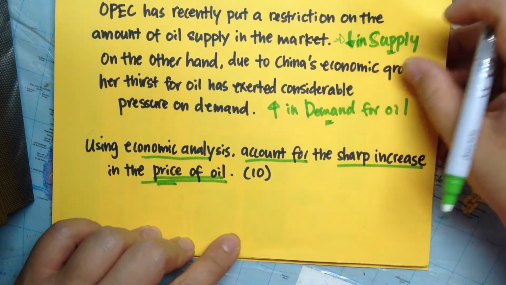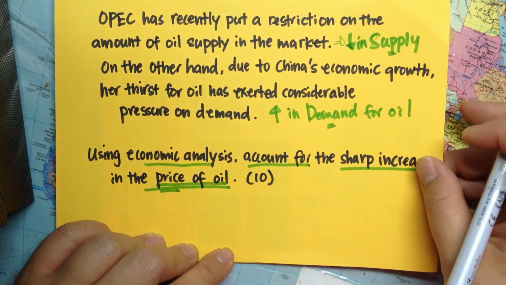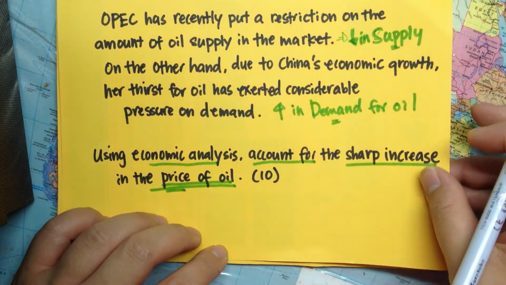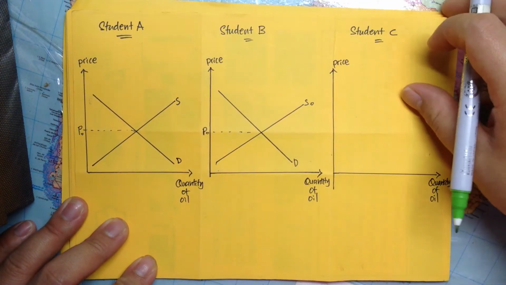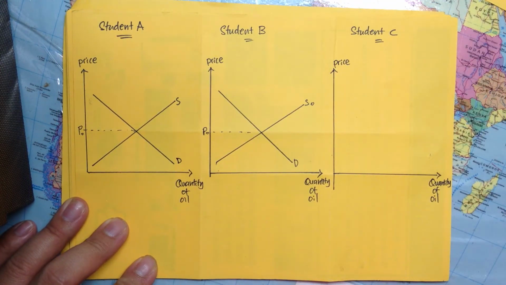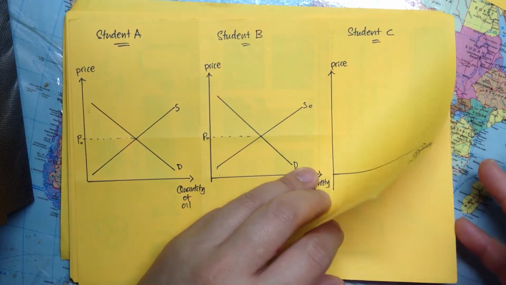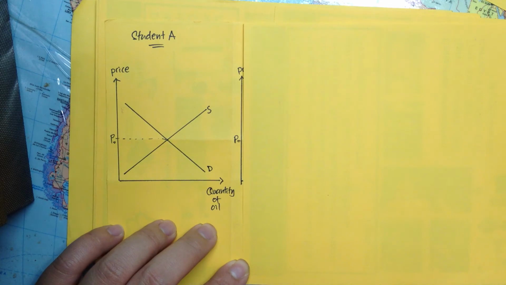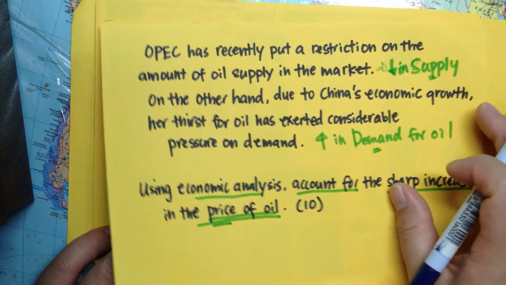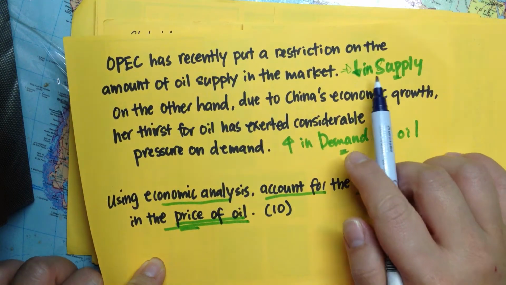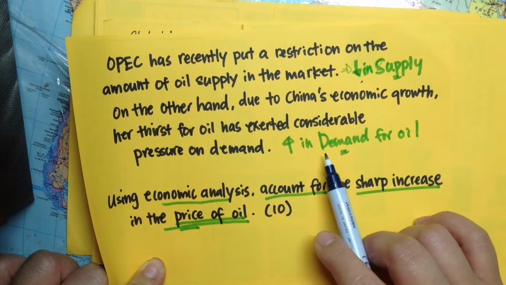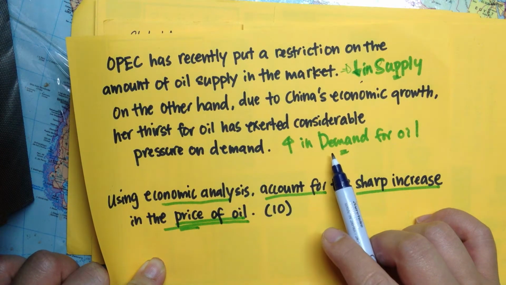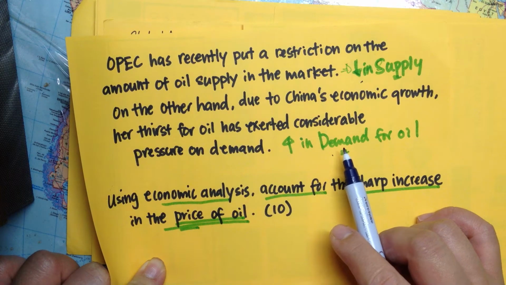So therefore, I will not be looking through the essay, but look at how three students will actually answer it differently. I have student A, student B, and student C. So shall we look at the first student, student A. Student A, after reading the question, knows that there is a decrease in supply, so it is a leftward shift of the supply curve. There is an increase in the demand for oil.